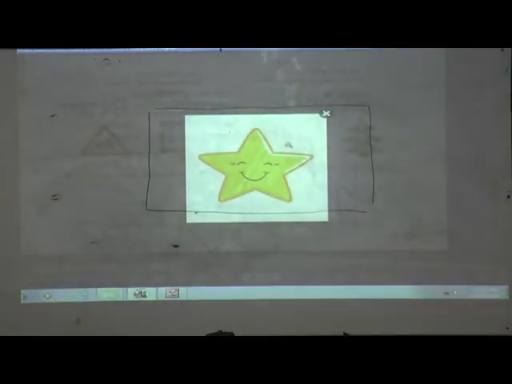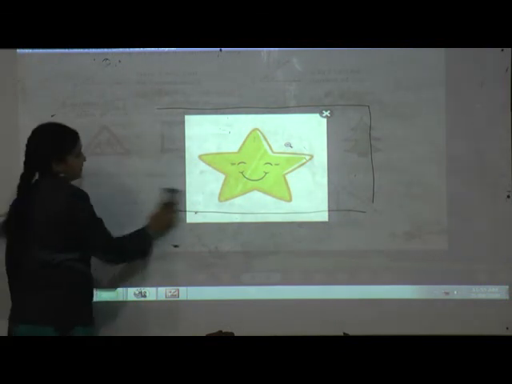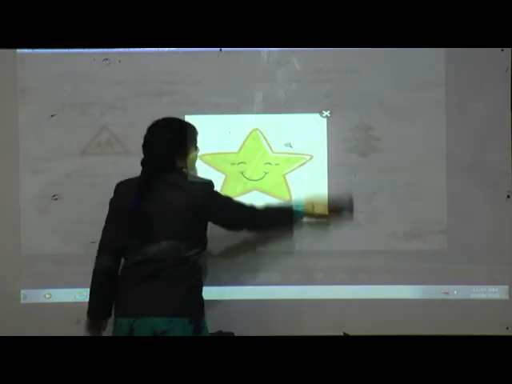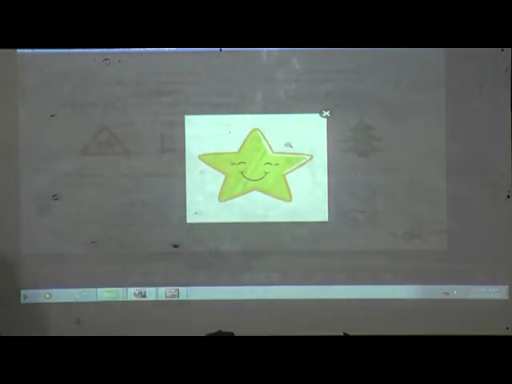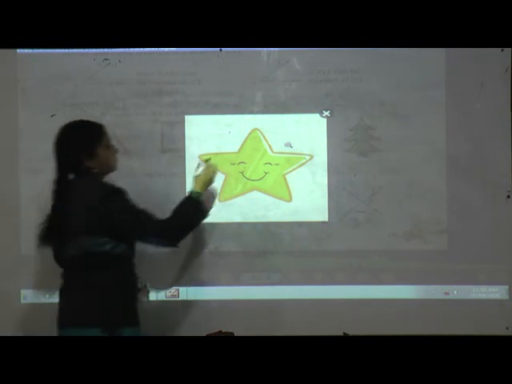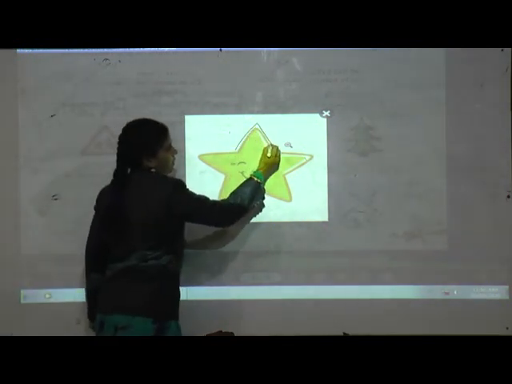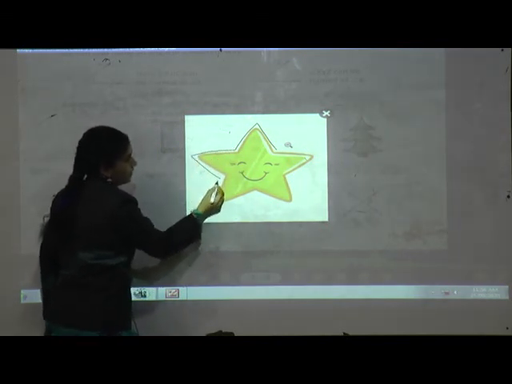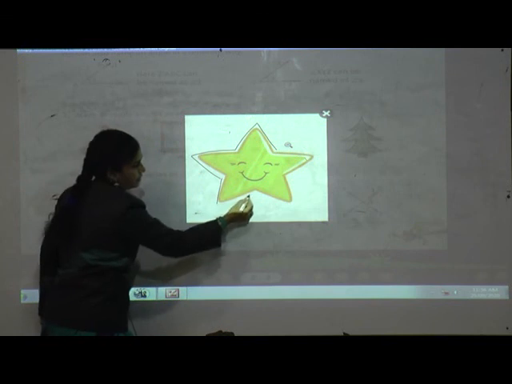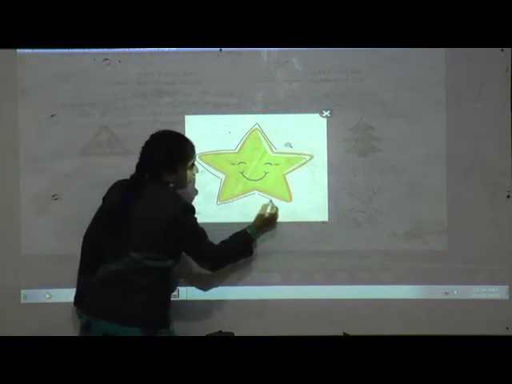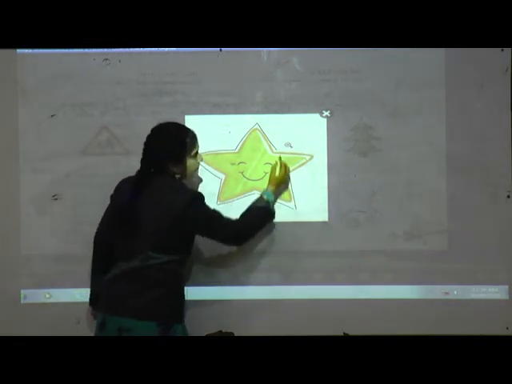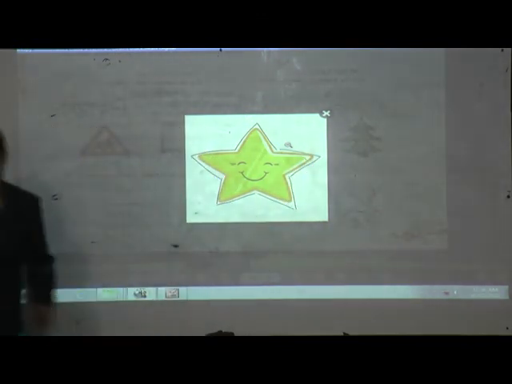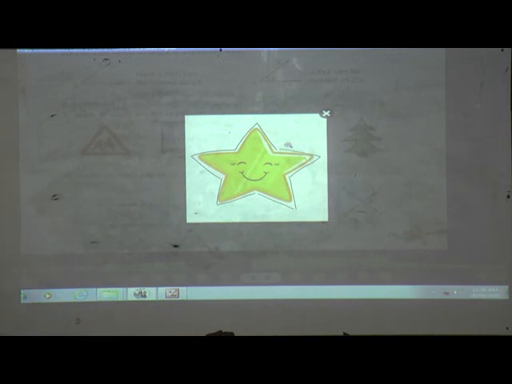This is a star. Here we have to find some angles. Here it makes an angle. Here also. Again here. See, we are getting so many angles here. So these are the angles.